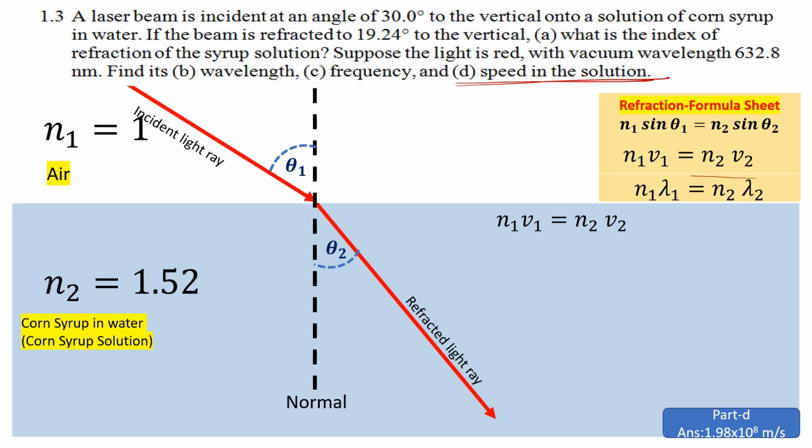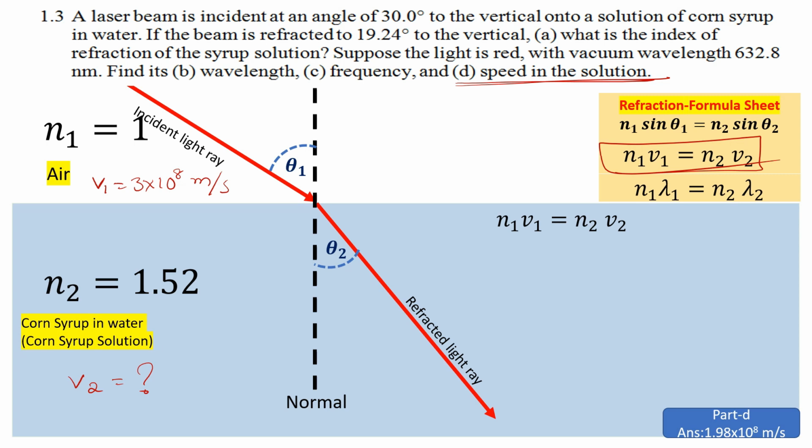Speed, so now this is the favorite formula: N1 V1 equal to N2 V2. So N1 is given, this is air, so V1 equal to 3 into 10 to the power of 8 meter per second. That's nice. So here we have to find V2.